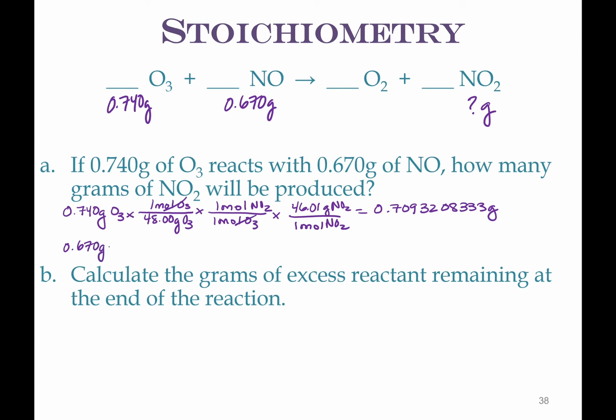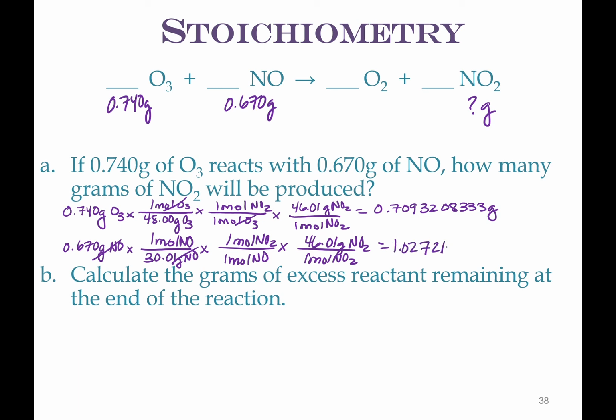I do the same with the NO. 0.670 grams of NO. The molar mass of NO is 30.01 grams of NO for 1 mole of NO. 1 mole of NO yields 1 mole of NO2. And 1 mole of NO2 has a mass of 46.01 grams of NO2. It gives us 1.027214262 grams. So the question is, how many grams of NO2 will be produced? We have to answer that question first.